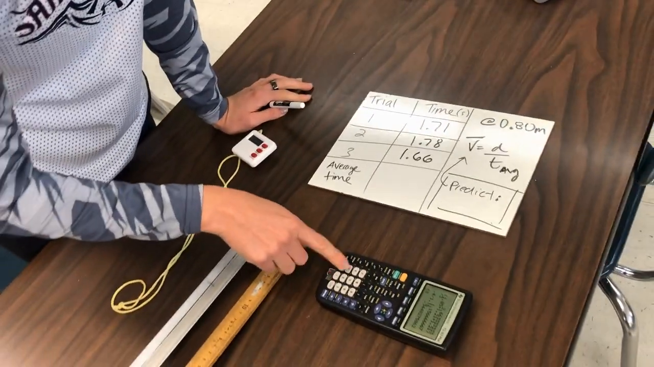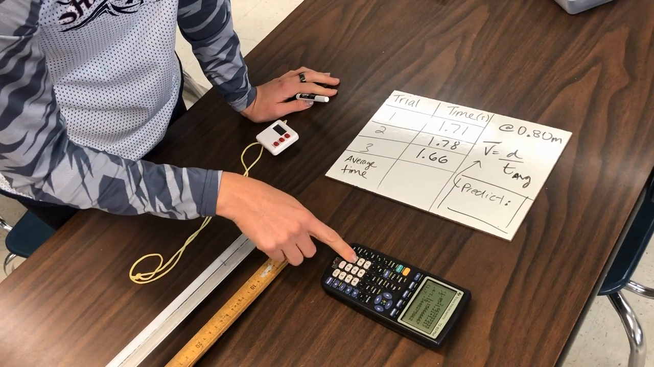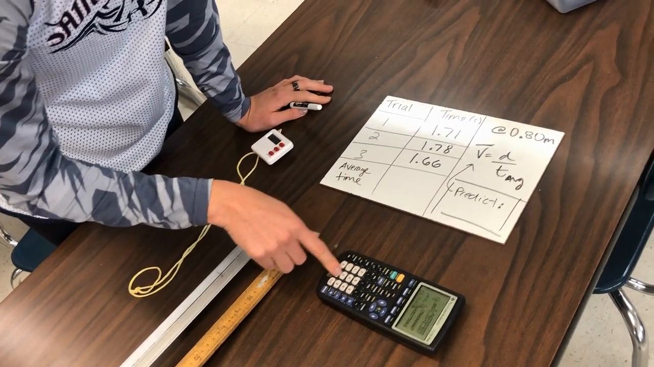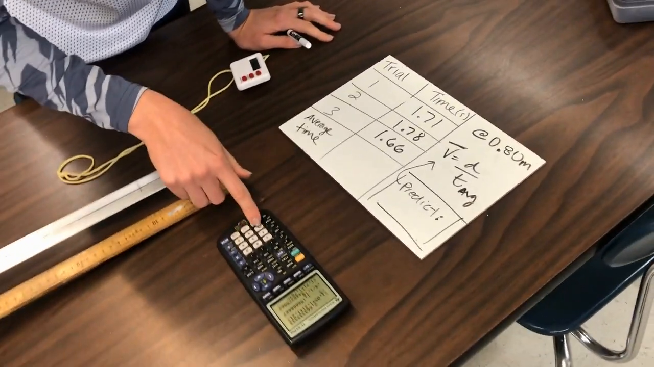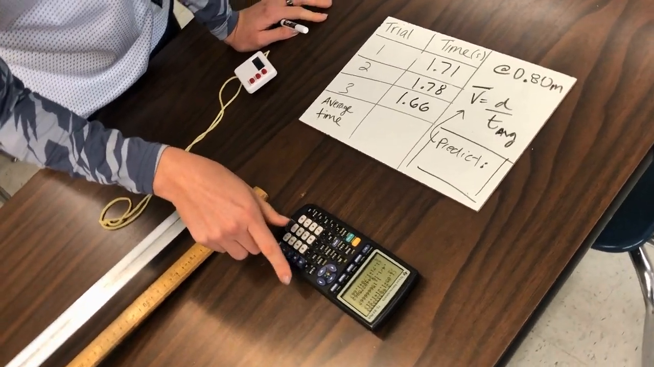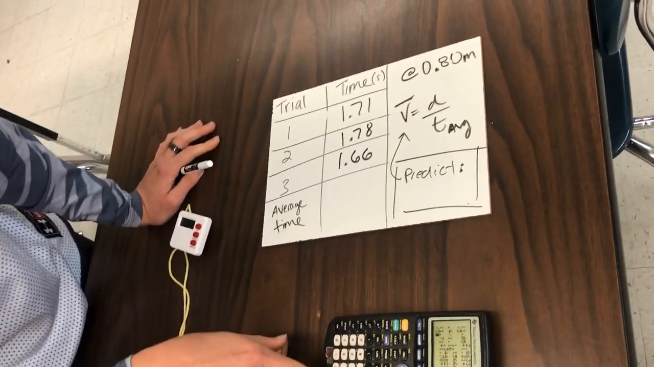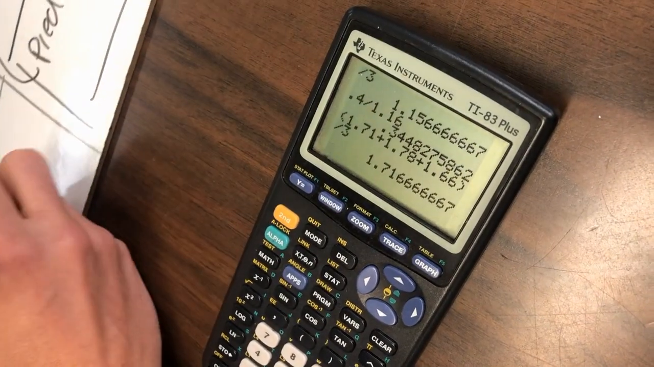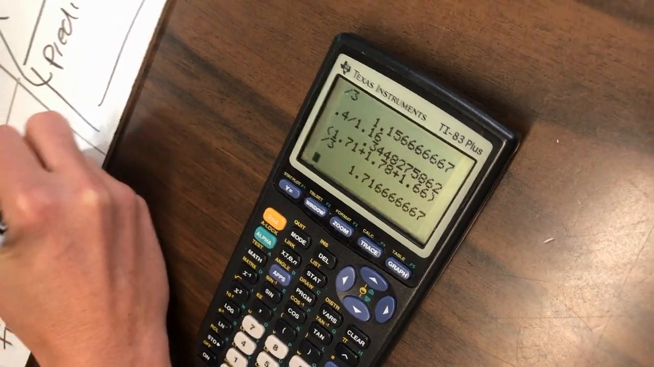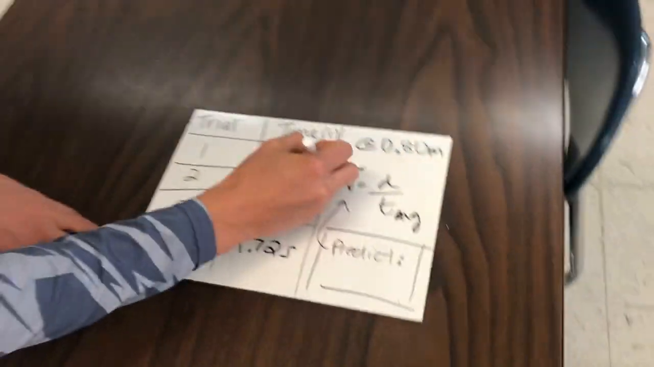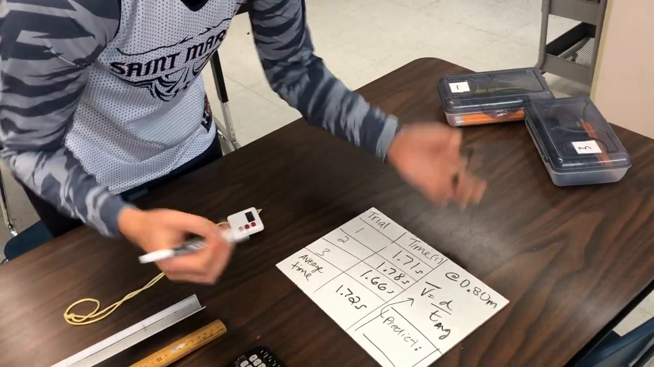Parentheses. 1.71 plus 1.78 plus 1.66 divided by, how many numbers we got? 3. And I get an average time of 1.72. I'm happier with my numbers this time. And don't forget, these are all seconds. I put seconds there, so you don't really have to, but okay.